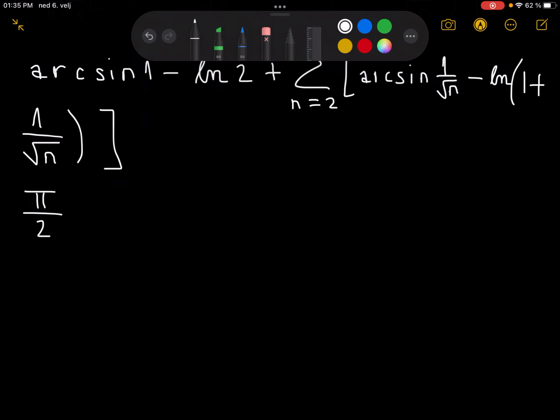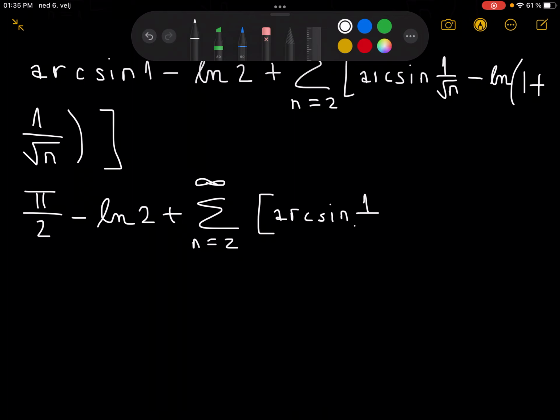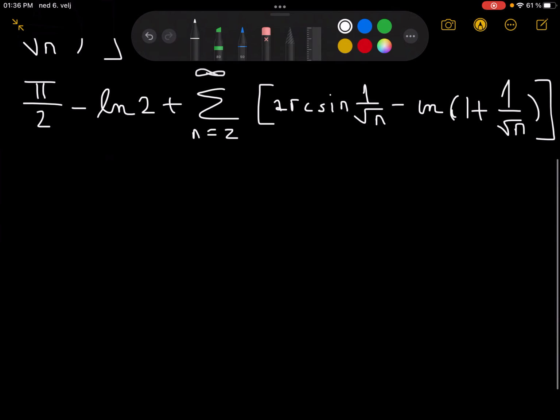and we'll just stick to this single value. We won't be putting in times 2n pi. Why? Because we really don't have to. Minus ln 2 plus, again, this series. So the series as n goes from 2 to infinity of arc sine of 1 over the square root of n minus the ln of 1 plus 1 over the square root of n.